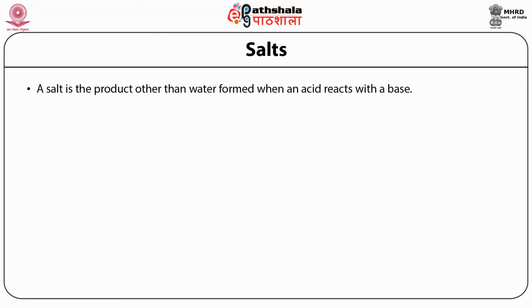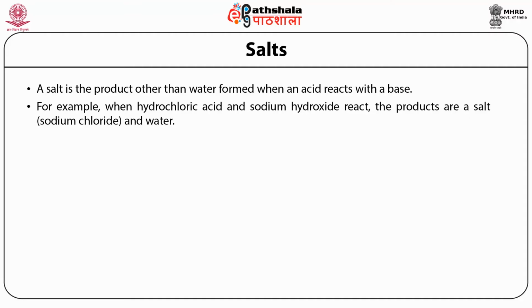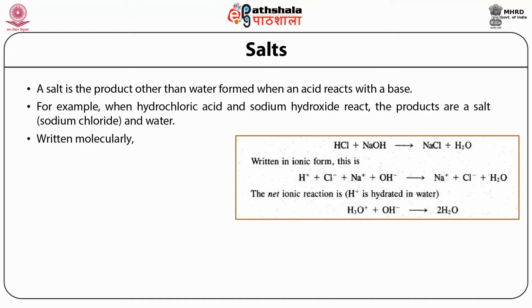A salt is the product, other than water, formed when an acid reacts with a base. For example, when hydrochloric acid and sodium hydroxide react, the products are the salt, sodium chloride, and water, written molecularly as HCl plus NaOH equals NaCl plus H2O. And when written in ionic form, H+ ion plus chloride ion plus sodium ion plus OH- ion form sodium ion plus chloride ion and the water molecule.